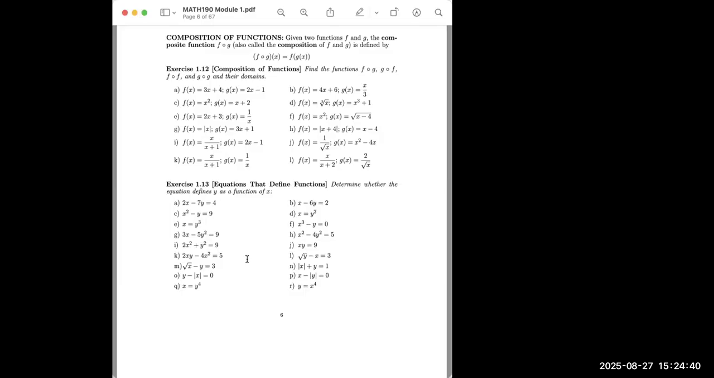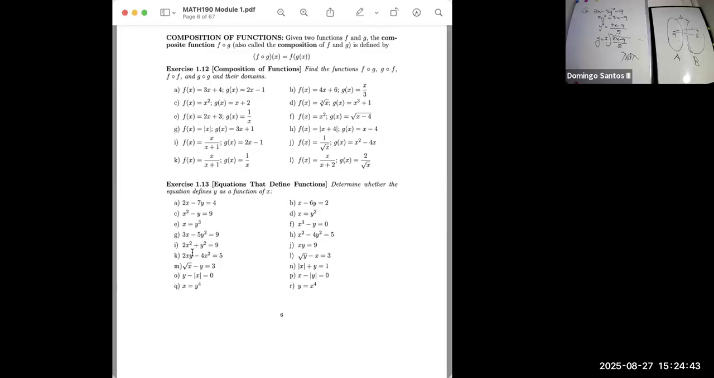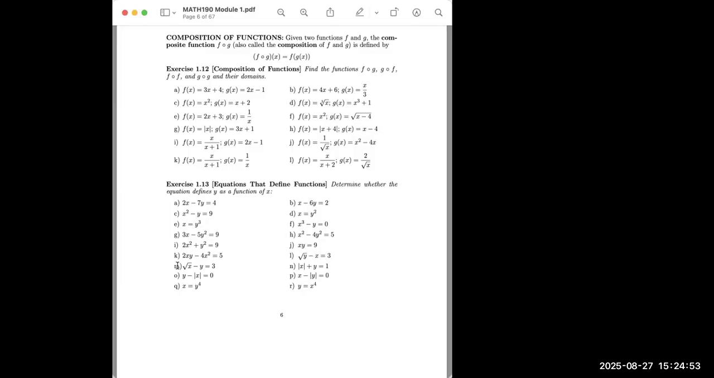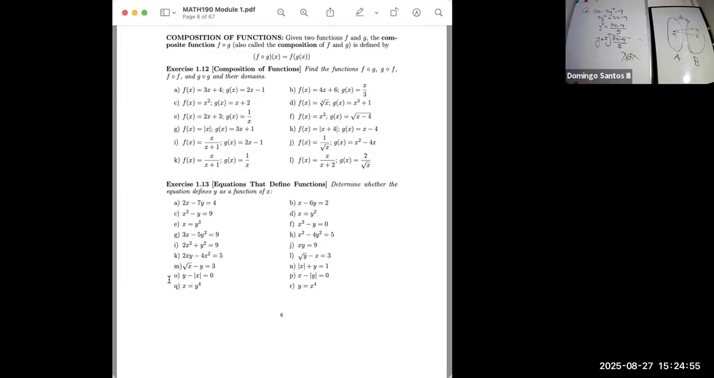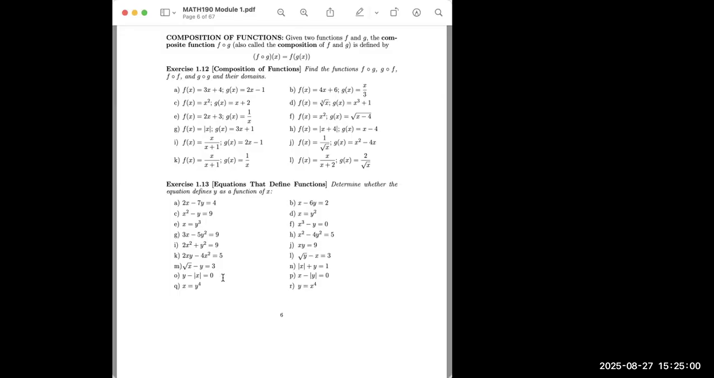It is a function, because if you isolate y here, you'll just get whatever it is. You're not getting a positive and a negative part. For letter M, it is a function, because the power of y is 1. Letter O, it is a function, right?